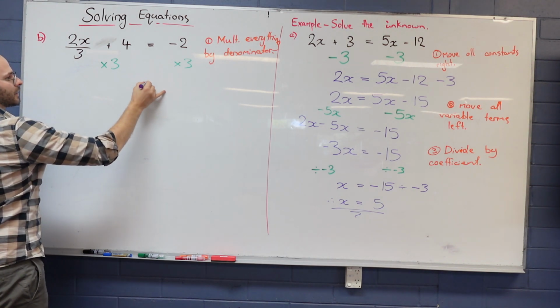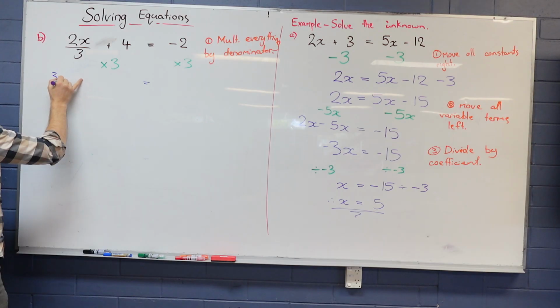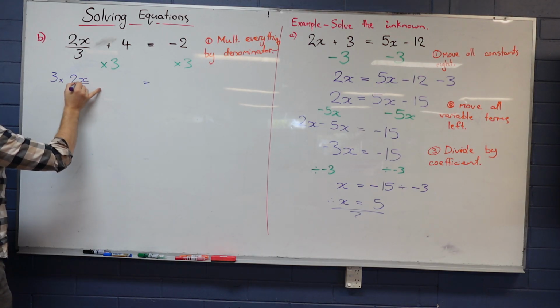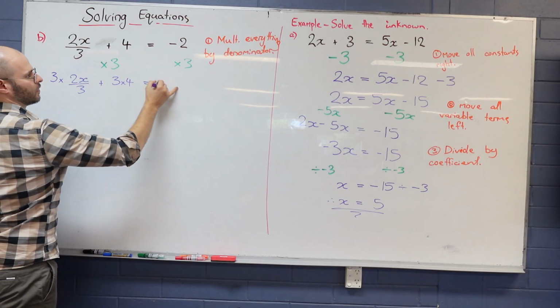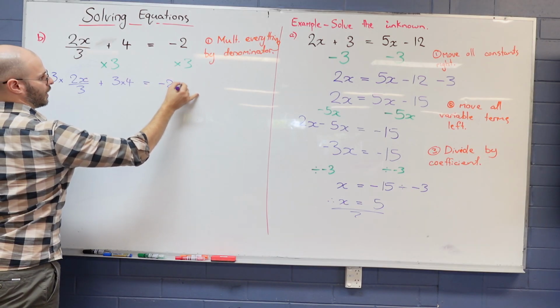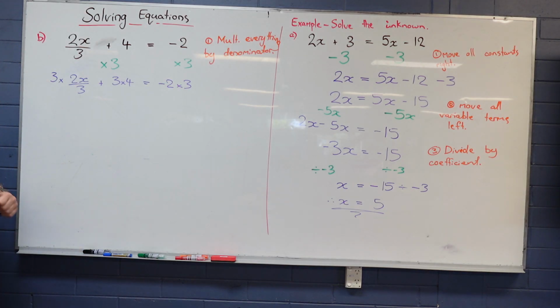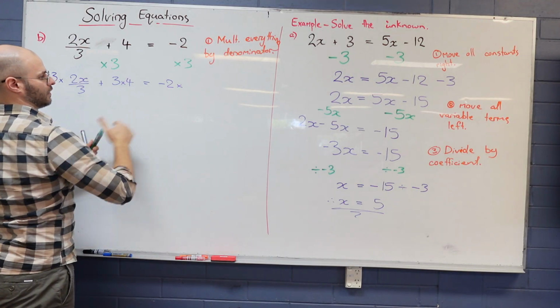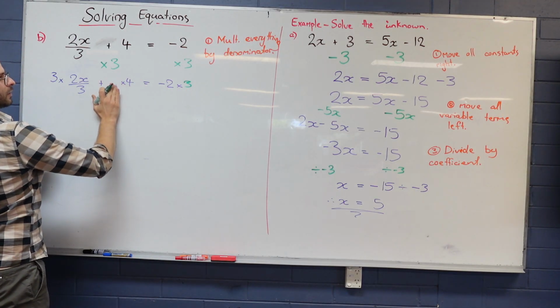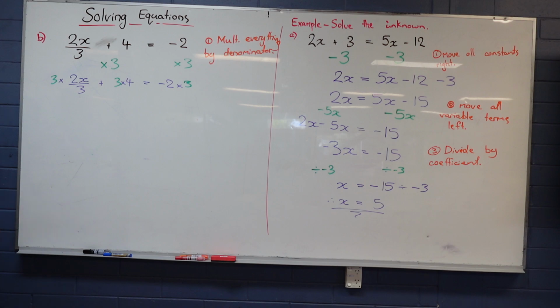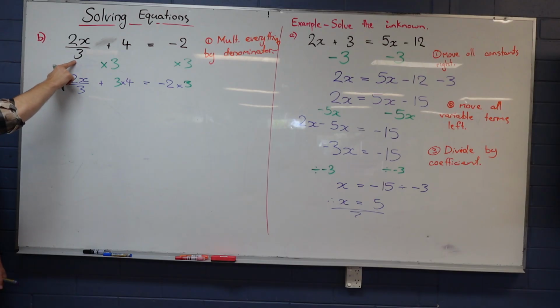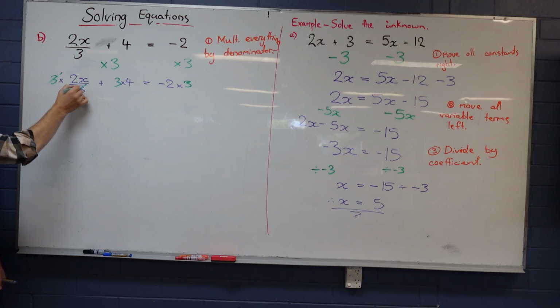So that's going to look like 3 times 2x over 3, plus 3 times 4, on the other side, negative 2 times 3. Can we all see that? The order in which you multiply by 3 doesn't matter. This has a really cool consequence, because when we multiply a fraction by its denominator, it stops being a fraction. So these 3's cancel out.